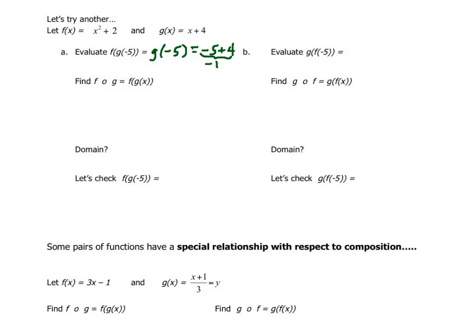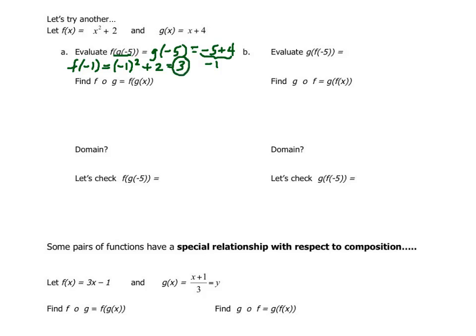Then you should take what you got for g of -5, which was -1, and plug it in for every x in f of x. This gives you -1 squared, which is 1, plus 2, which is 3. So f of g of -5 should be 3.